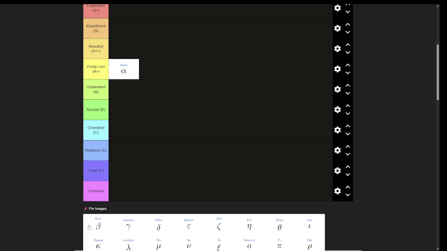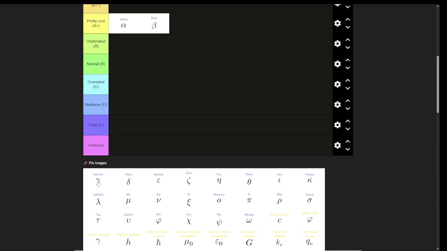Now, beta is better than alpha. I could say that right off the bat. It looks better, it sounds cooler. It's also introduced right at the same time when you're in geometry doing triangles. It's beautiful. But now that I think about it, there are so many other letters that are also good that I'm just going to put it in A+.